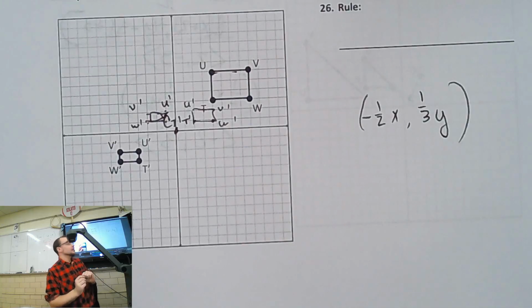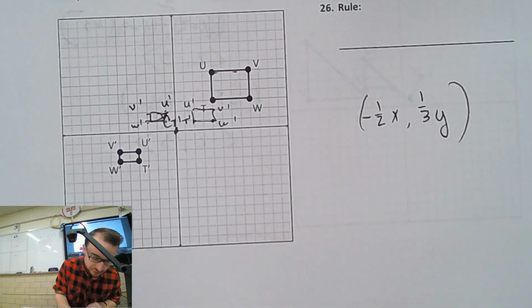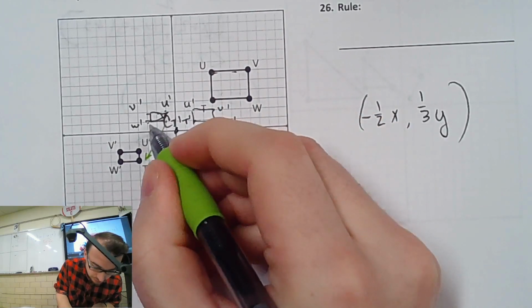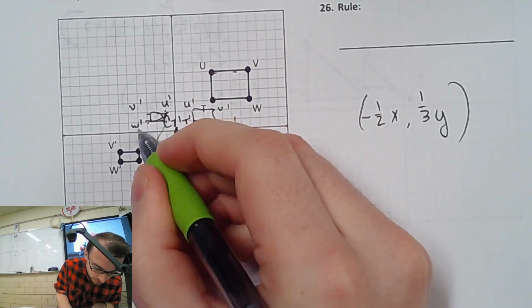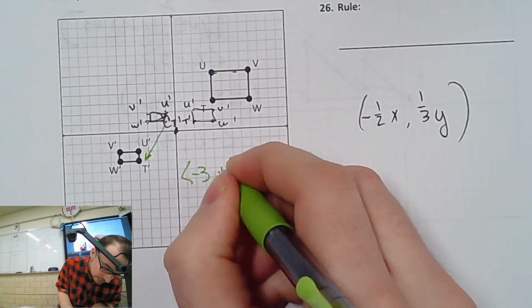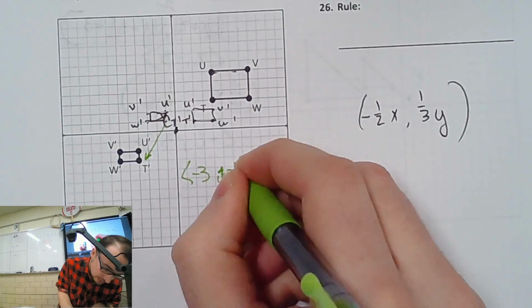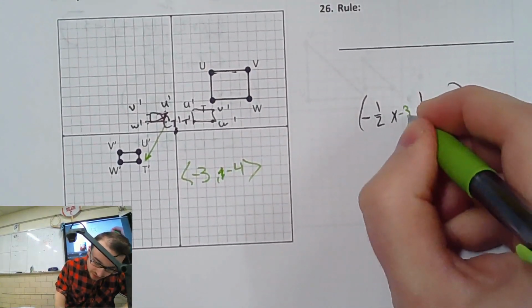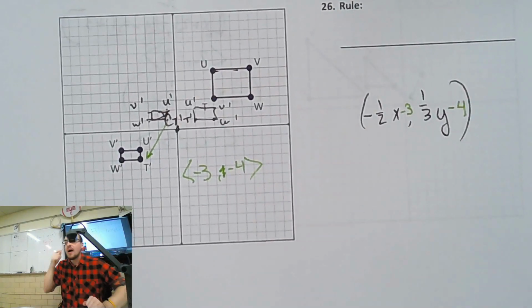And now they're in the right order. And now I got to slide them. I'm going to use a vector to slide it into place. Let's slide t prime over. So it looks like I'm going 1, 2, 3 to the left, and 1, 2, 3, 4 down. So now I'm going to slide it into place. Subtract 3, subtract 4.